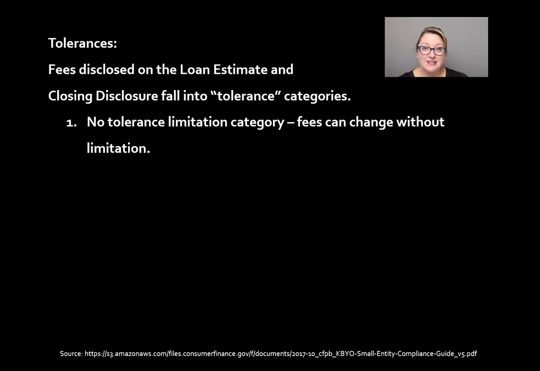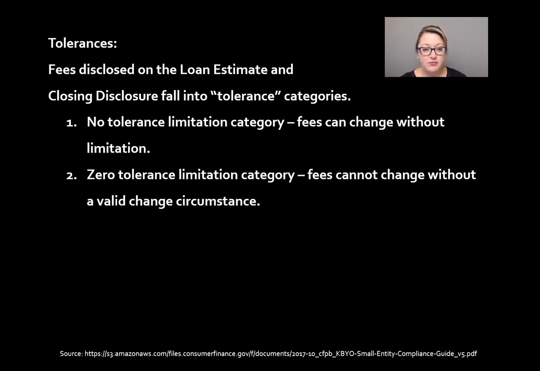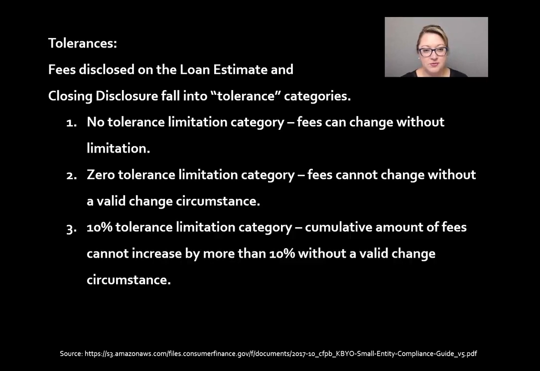Any fees that fall into this category can increase after the initial loan estimate goes out without limitation. The second category is zero tolerance limitation. So that means any fees that fall into this category cannot increase after the initial loan estimate without a valid change circumstance. And then the third category is the 10% tolerance limitation category. And what that means is any fees that fall within that category, the cumulative amount of those fees cannot increase by more than 10% without a valid change circumstance.